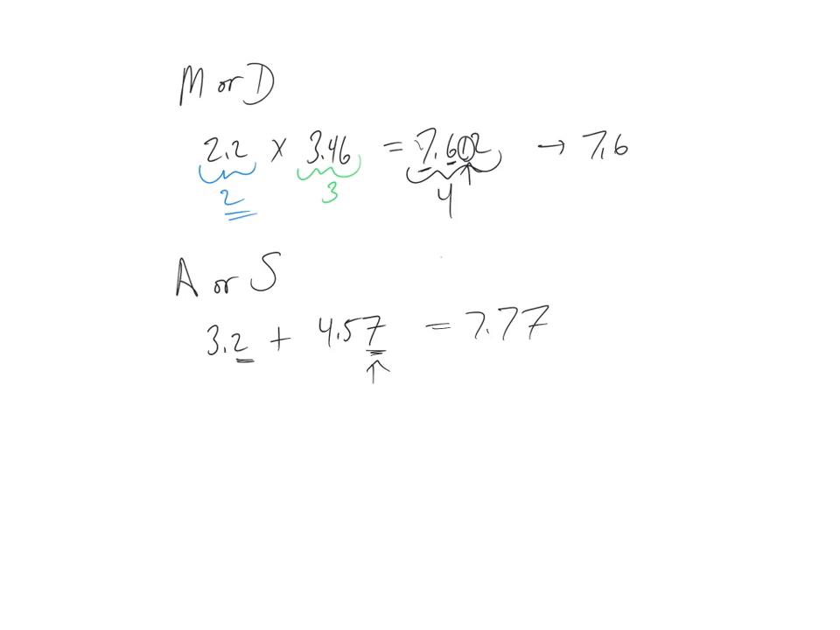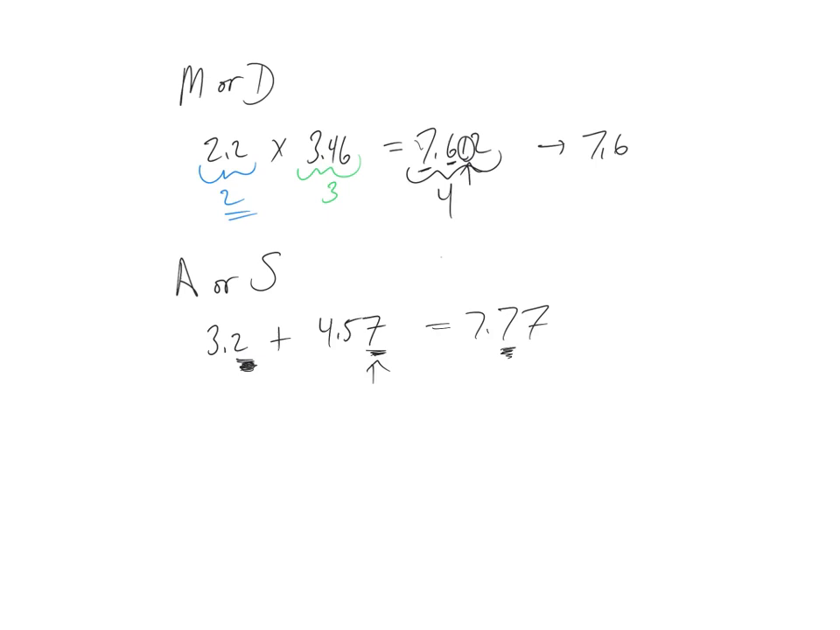Our answer has to match the number that hasn't been measured as precisely. You can see that this one's only been measured to the 10th. This one's more accurate, but we're only certain in the 10ths column. So we have to have our answer with 2 significant digits.